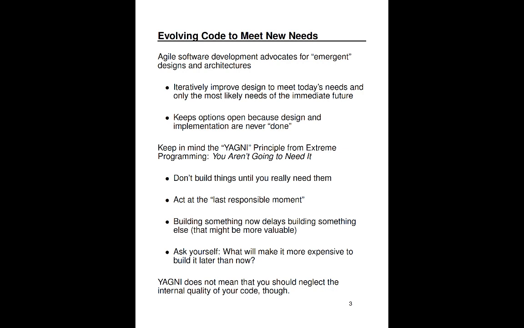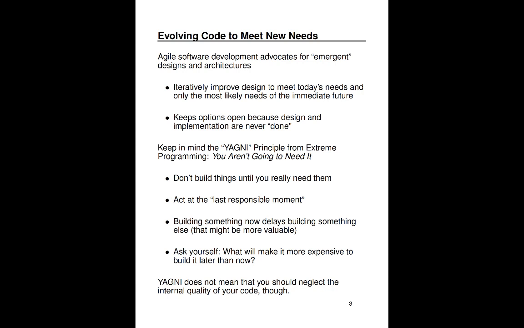Agile software development advocates for designs and architecture that emerge over time. To achieve these emergent designs and architectures, developers iteratively improve the design to meet the needs of today and only focus on the most likely and immediate needs for the near future. What this does is it keeps your options open because the design and implementation are never really done. You can feel comfortable to change it at any time to meet the current needs.